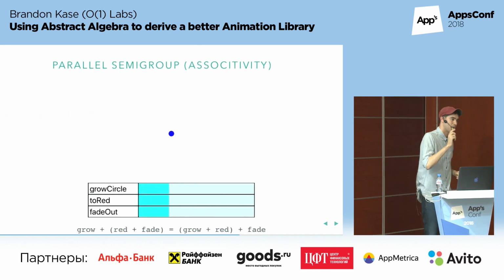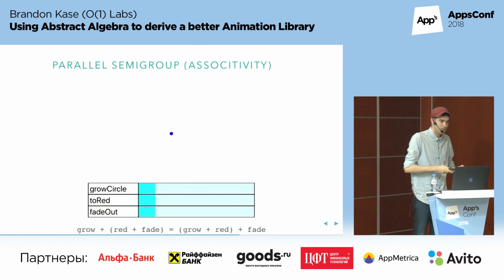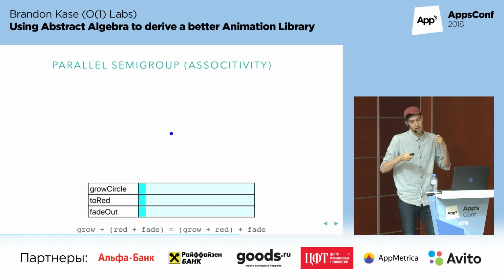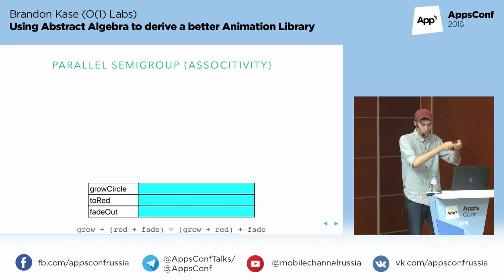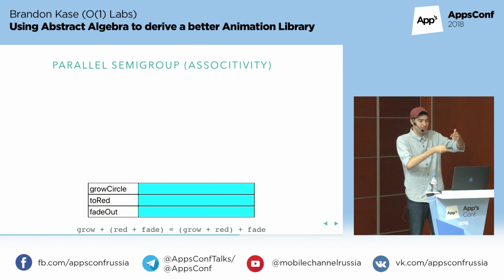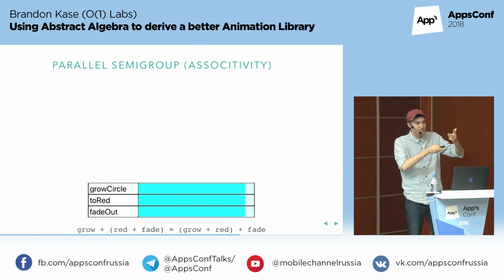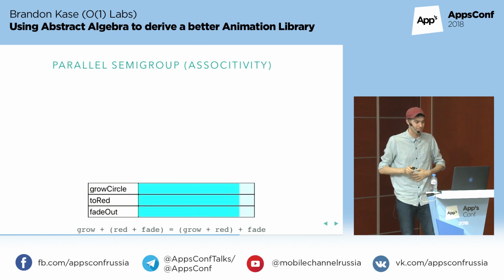Next, all right. Parallel composition. Again, we're adding things two at a time. We need to make a decision. How do we parenthesize? Again, it doesn't matter. If we're growing a circle, turning red, and fading out all at the same time, well, they're all at the same time. So we can say do these two at the same time and the third one at the same time, or the first one at the same time with the second two that are all at the same time. So parallel composition forms a semigroup.